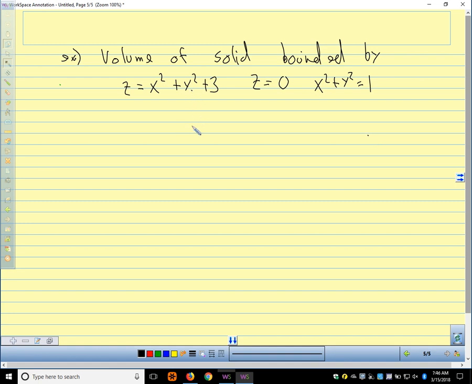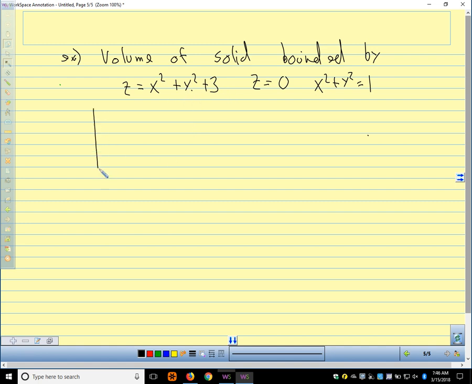That's a cone. Cone, yeah, it's a cone. No, it moves up. That's a paraboloid. Circular paraboloid. What does the 3 do to it? Shifted up. So this is a paraboloid shifted up 3 units.